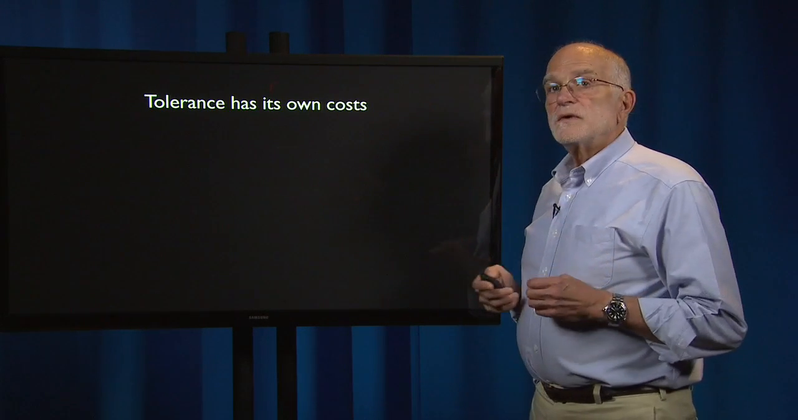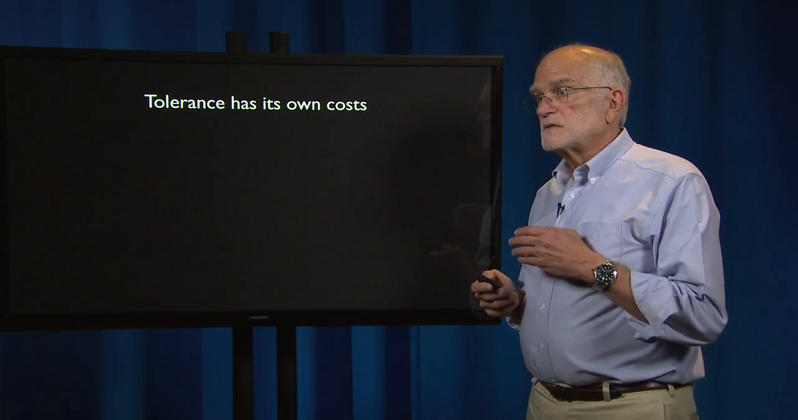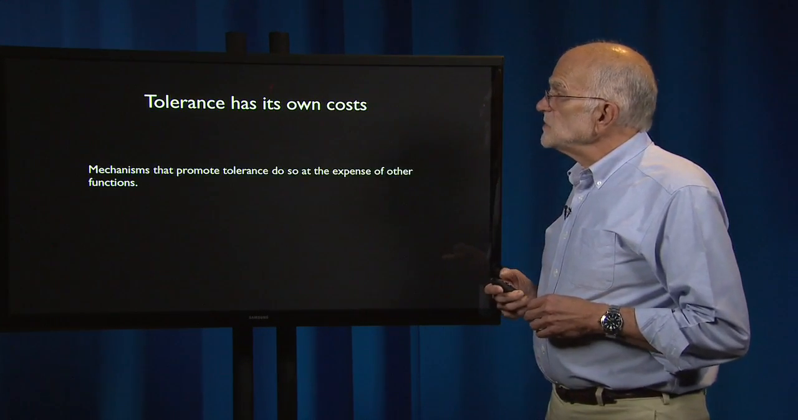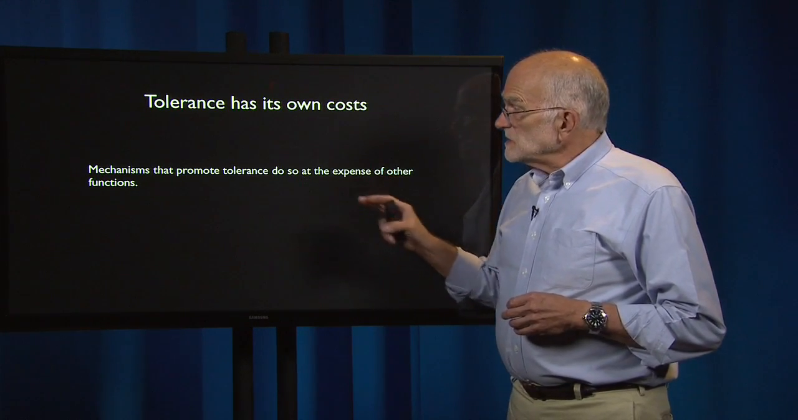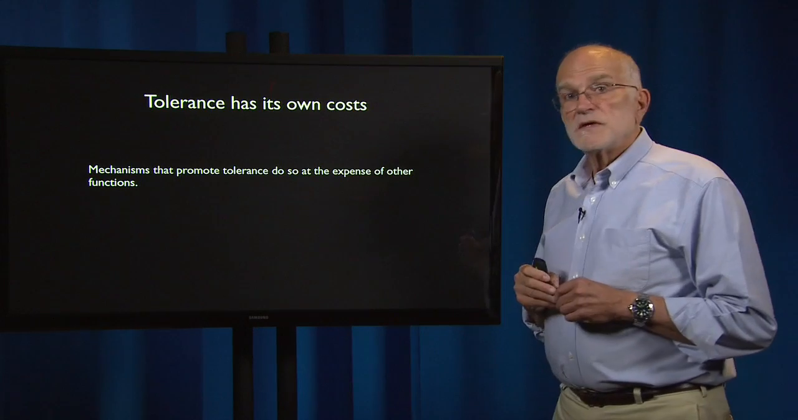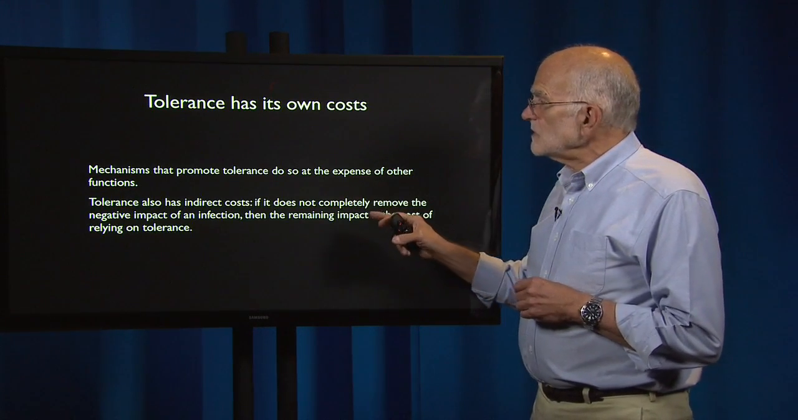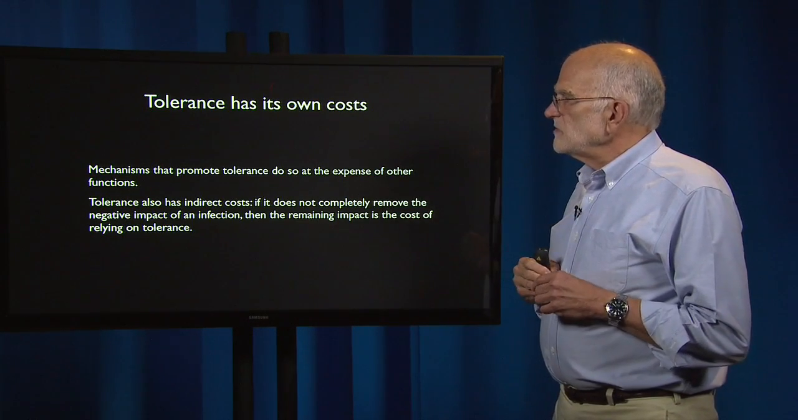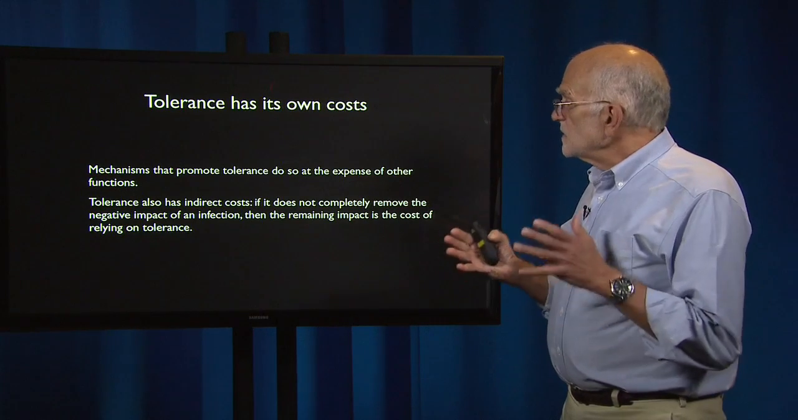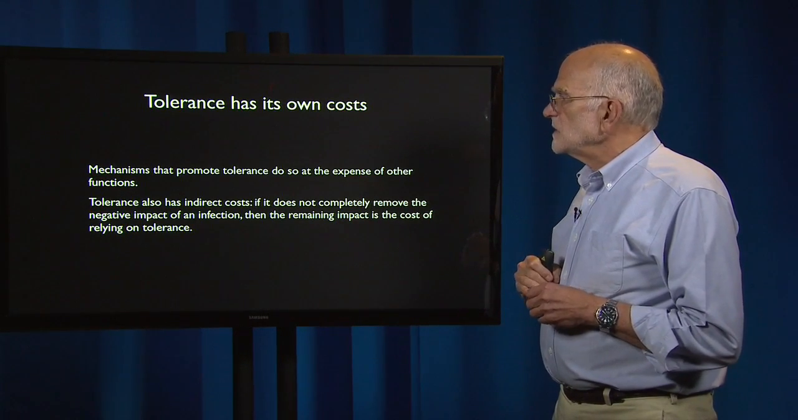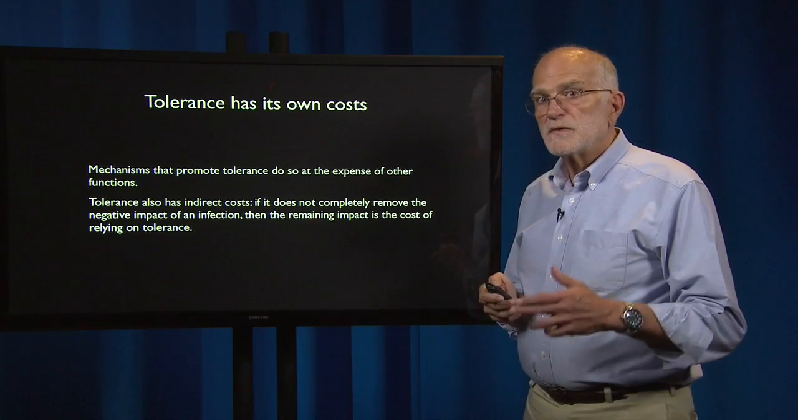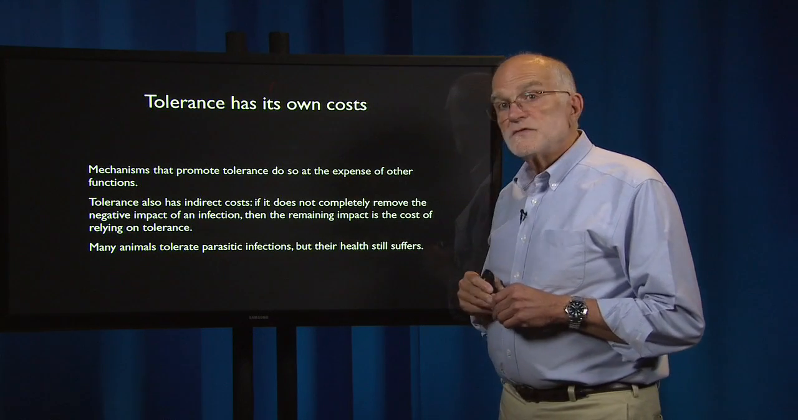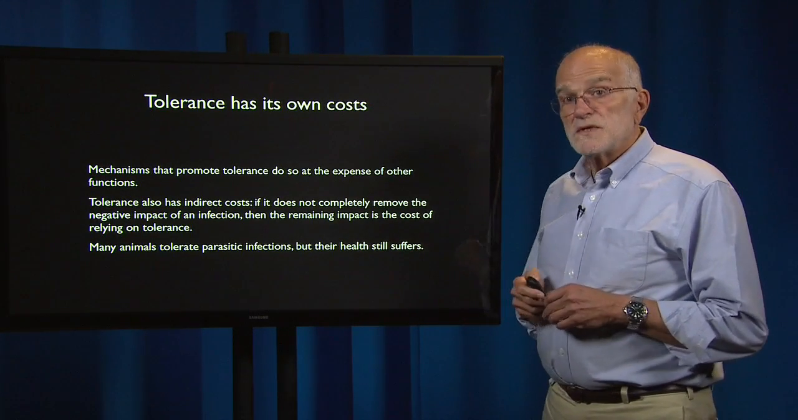However, this kind of tolerance, which is so illuminating about the things that might be done for a human disease, also has its own costs. Mechanisms that promote tolerance do so at the expense of other functions. Tolerance has indirect costs. If it does not completely remove the negative impact of an infection, then of course the host has the remaining impact to deal with, and that's the cost of relying on tolerance rather than resistance. Many animals tolerate parasitic infections, for example, but their health still does suffer somewhat.